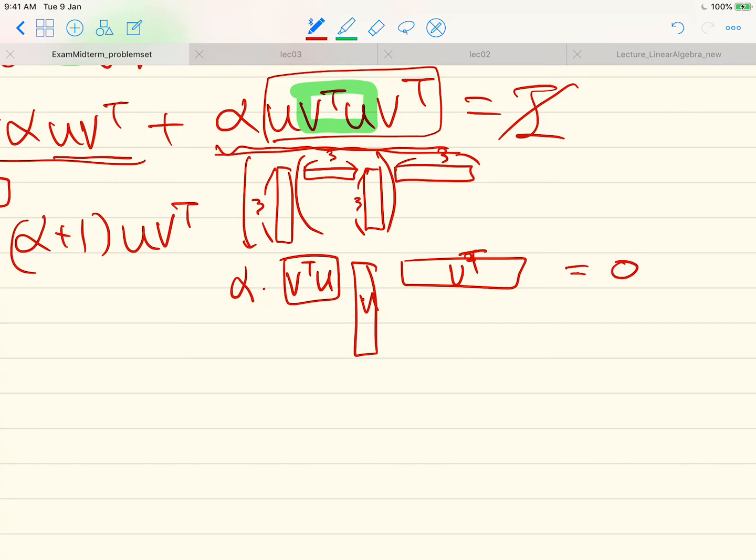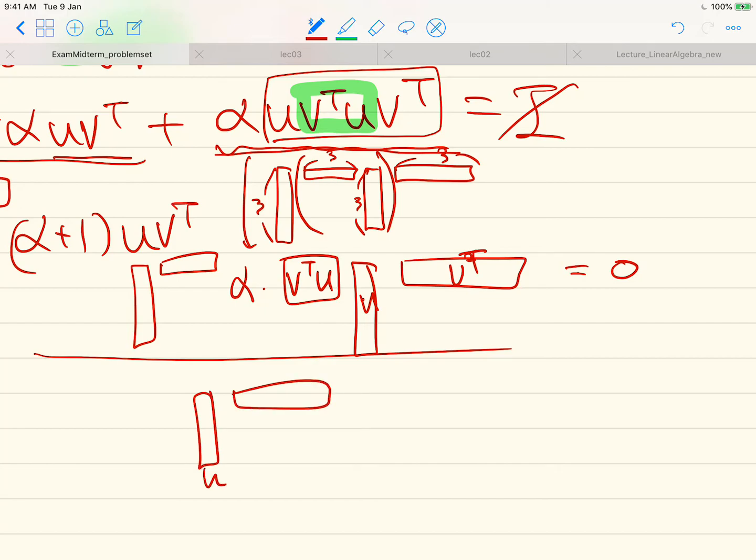Okay, so we have u v transpose over here, and if we factor this further out, u v transpose, what about the scalar term? It's alpha plus 1 plus alpha v transpose u, which is still a scalar, right? And that is 0, right?